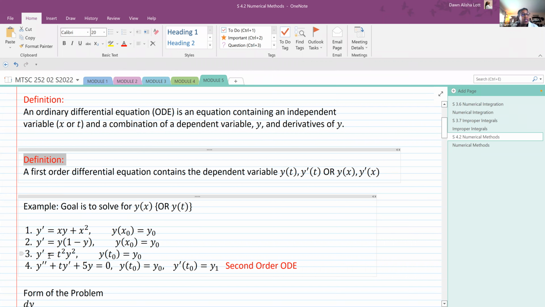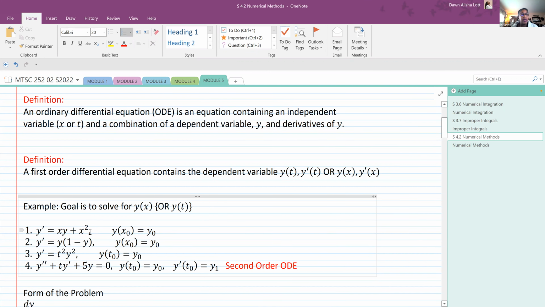And this is the only example I'm going to give you of a second order ODE. Notice there are two derivatives, y double prime. It does also contain y prime and y, and there are two conditions: y at t naught equals y naught and y prime at t naught equals y1. You will see this when you take ODEs, which is Math 351 later. But the only thing we're going to concentrate on in this section are first order ordinary differential equations.